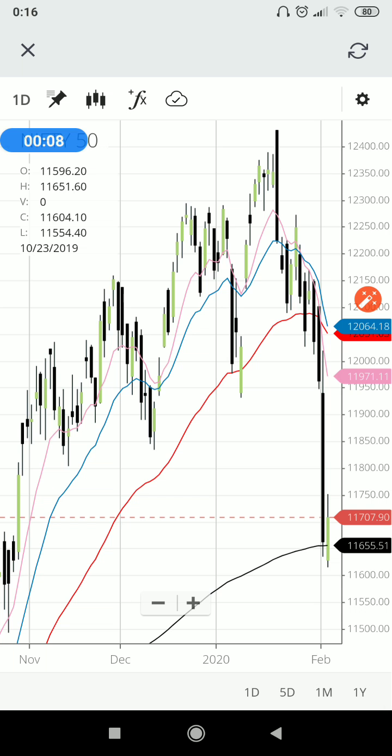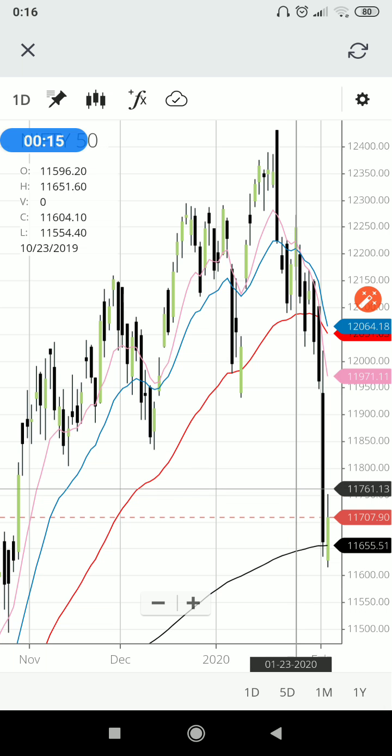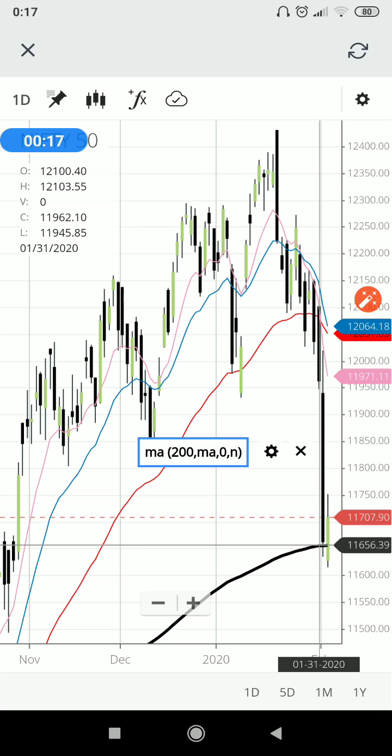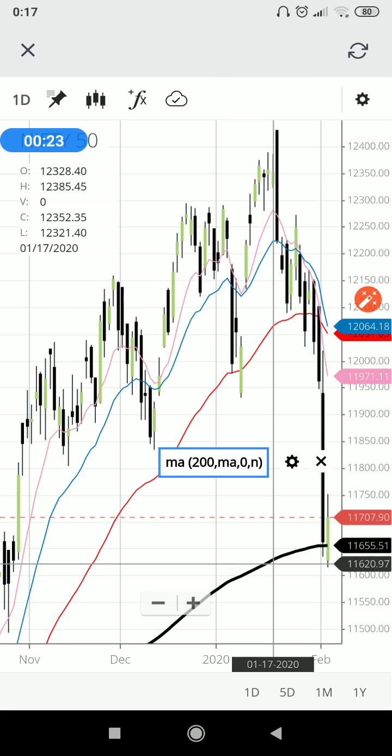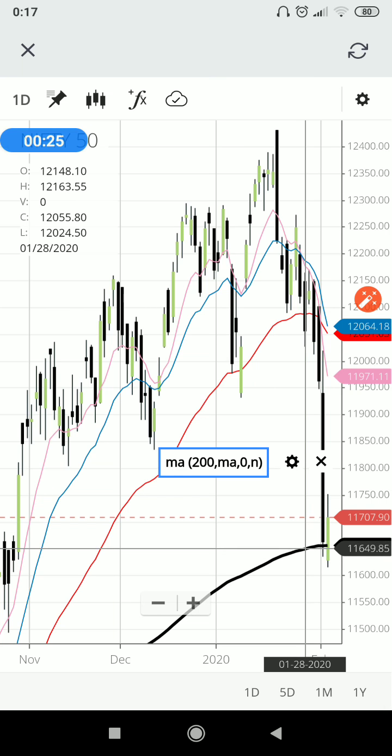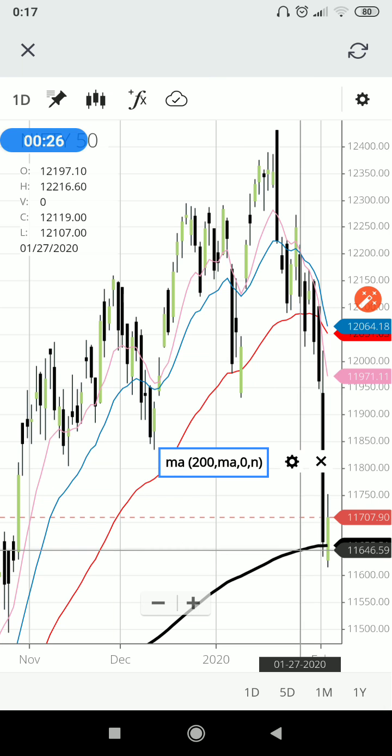So let's first have a look at the chart, then we will have a look at the FNO data to devise the plan. So today market took support at the 200 period moving average. First it went below yesterday's low and then it bounced back. There was heavy volatility throughout the day, but finally Nifty managed to close above the 200 period moving average.